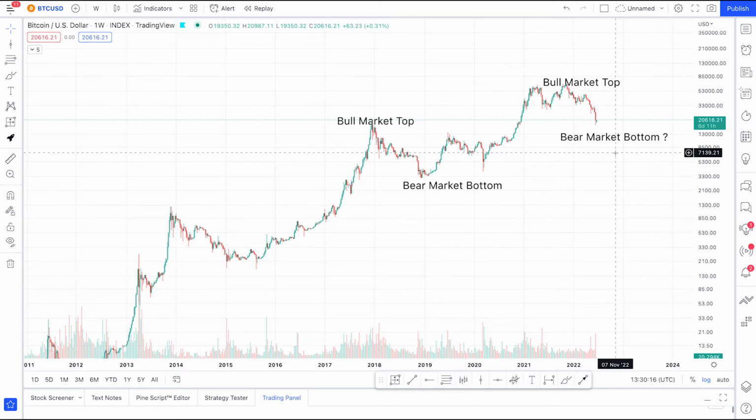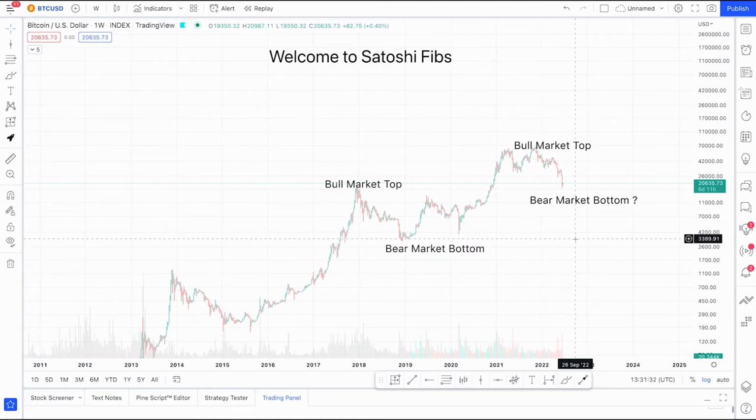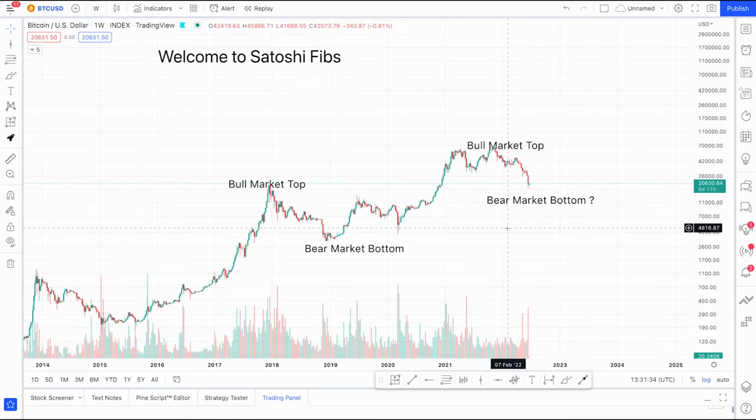So we're trying to find the bottom, because if this tool can actually show us where the bottom will be, then it can predict the next top because it has done it in previous cycles. We want to study Bitcoin's price history because we want to avoid making the same mistake.